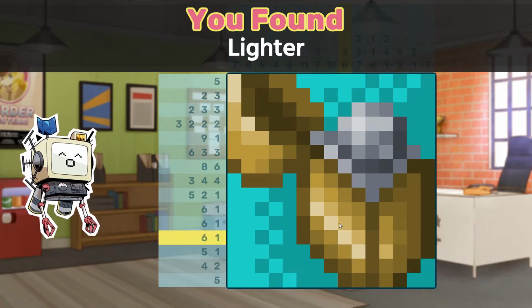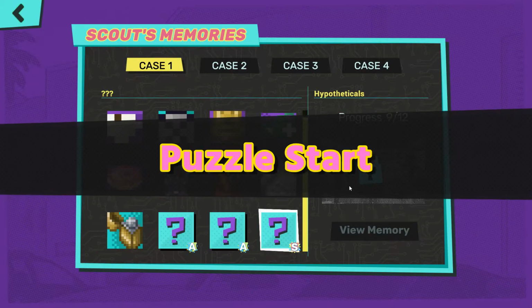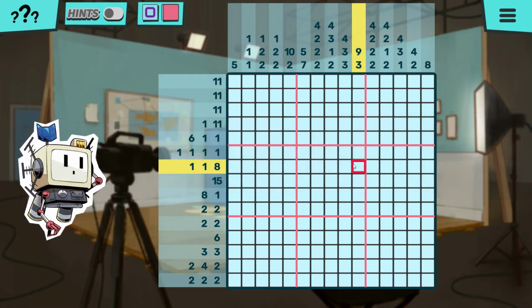A lighter, okay, yeah, I can see that. I might have taken a bit longer to notice it. I might have noticed that one eventually.